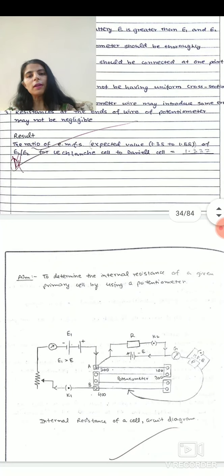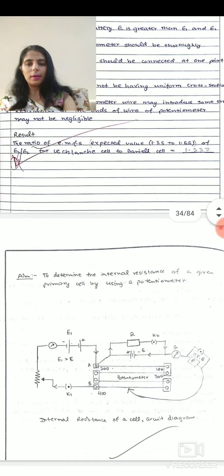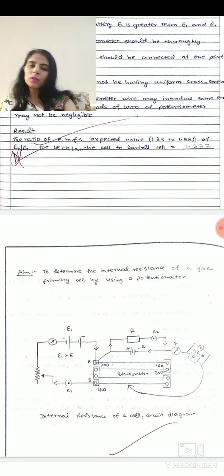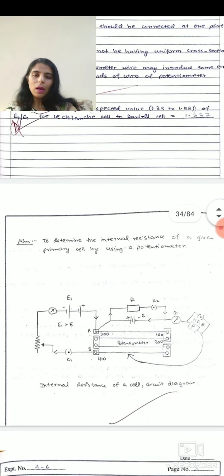We should prefer writing the result on both the sides. The left hand page, that is the blank page, as well as the right hand page, that is the marked one. Now we will perform the second application of the potentiometer, that is to determine the internal resistance of a given primary cell by using a potentiometer.